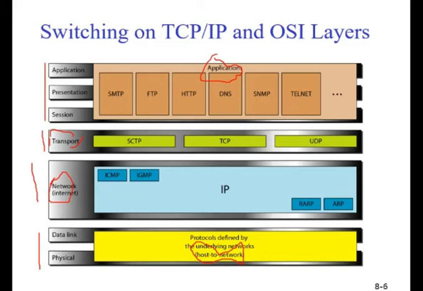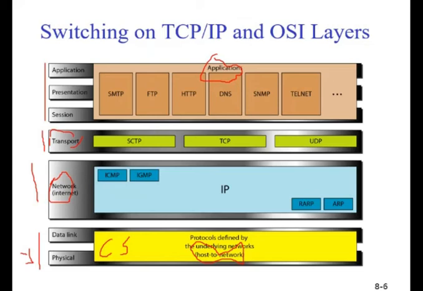So let's talk about switching at the physical layer. We are here. At the physical layer, we can have only circuit switching. So the circuit switching goes here, circuit switching goes here. There is no packet exchange at the physical layer. The switches at the physical layer allow signals to travel from one path to another. So this is circuit switching.